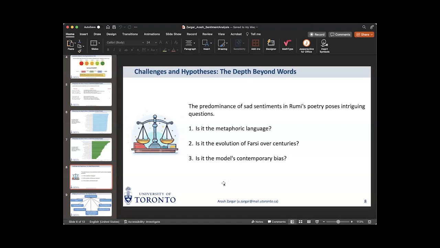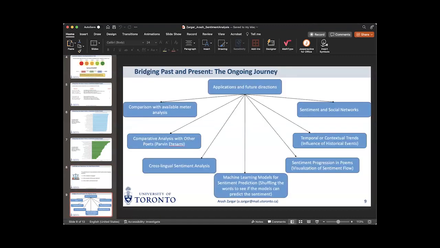But to understand those, we have these future steps. First of all, we need to find some ground truth, some analytics data that has been produced by specialized humans, so that we can compare our system results with those.